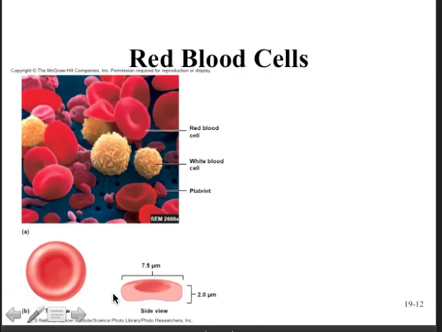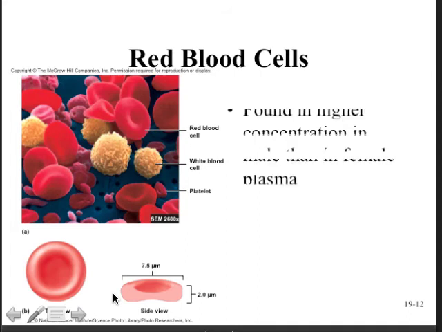If we look at the red blood cell in a little bit more detail, we find that it's a biconcave disc. So it looks a little bit like a frisbee or maybe two dinner plates glued together. Okay, and the reason for this is that it increases the surface area, which is very important to the function of this cell, the main function of the cell being diffusion and gas transport. So the more surface area we have, the more diffusion can take place.